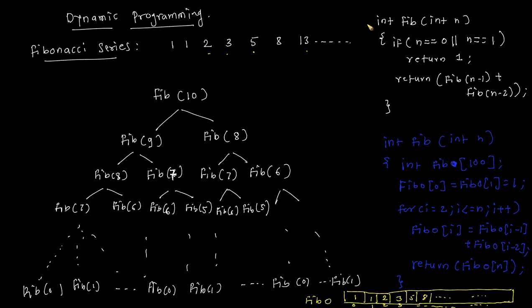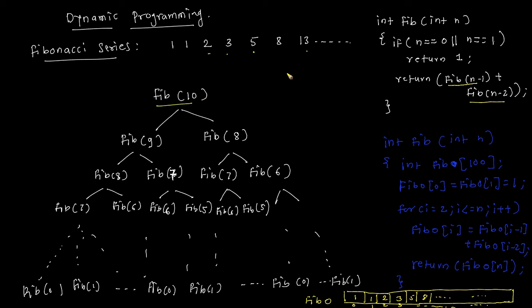So here is a recursive C function to generate the nth Fibonacci number in this series. This is a recursive function. Here I have a recursive call to the same function. Here I have a call to the same function. Now if I call this function for computing the 10th Fibonacci number, this is a function call.